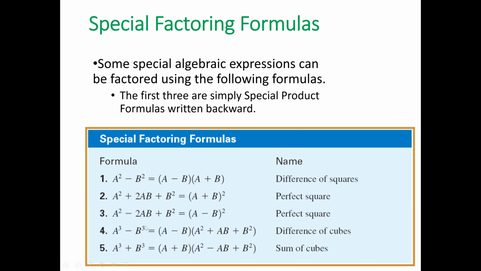And a cubed minus b cubed, since it's minus, we say a minus b, then it will be a squared plus ab plus b squared. If it's a cubed plus b cubed, then it will be a plus b times a squared minus ab plus b squared.